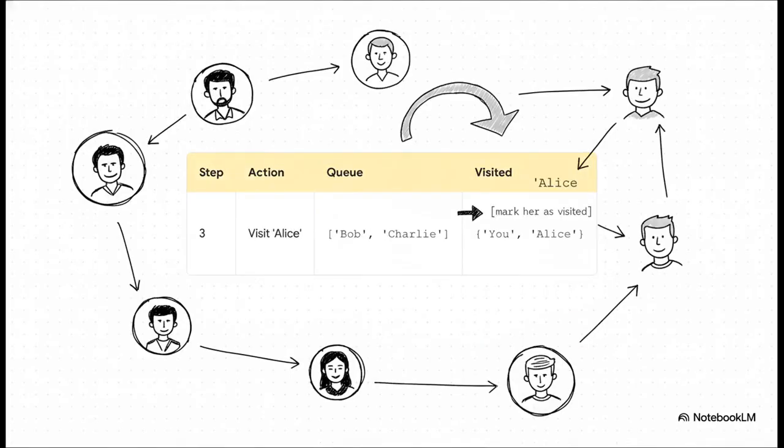So who's next in line? Alice. We pop her off the front of the queue, mark her as visited, and check her friends. Well, she's friends with you, but we've already been there. But hey, she's also friends with Charlie, and he's new. So we add Charlie to the back of the line.